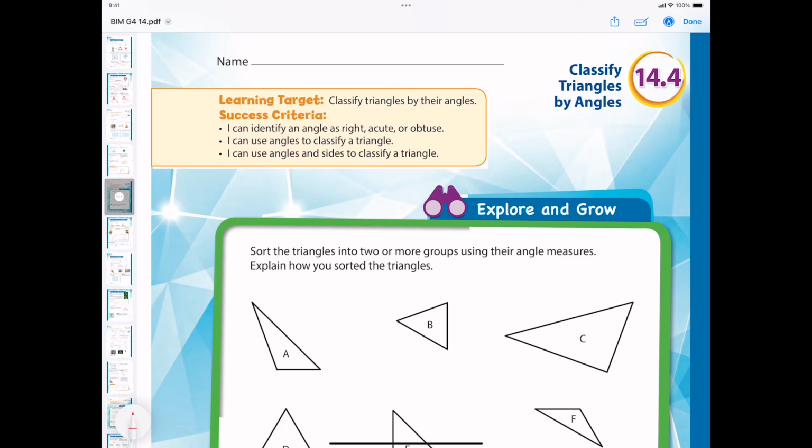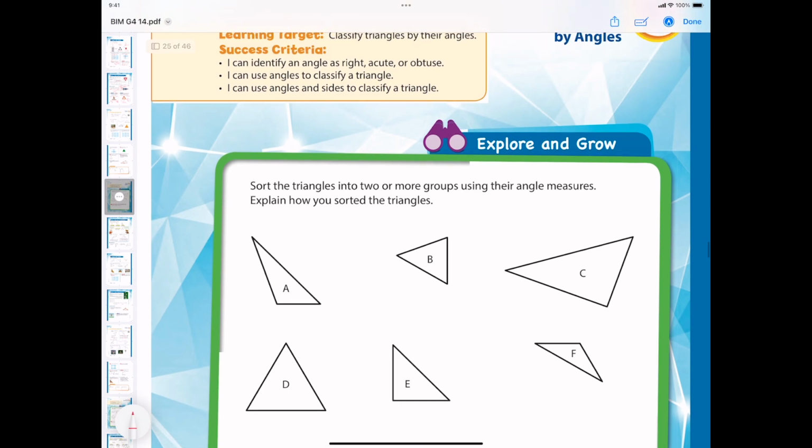This is lesson 14.4, classify triangles by angles. In the previous lesson, we classified triangles by sides. That's our target today. The criteria is that I can identify an angle as right, acute, or obtuse, and I can use angles to classify a triangle. We can use angles and sides to classify a triangle.